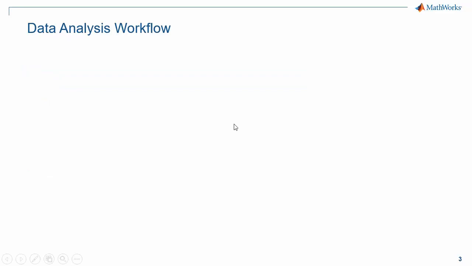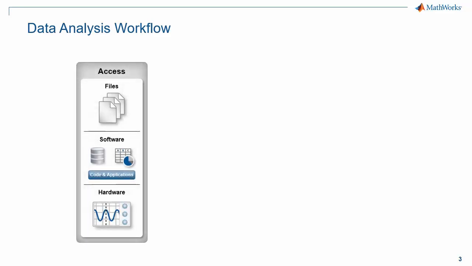Okay, so when we're talking about a data analysis, I like to think about this workflow in three separate phases. The first phase is data access. And this is, at a high level, what is our data and where does our data live? So does our data live in files such as CSV, text, XLS? Is it coming in from software packages or databases? Or are we streaming it in from hardware?